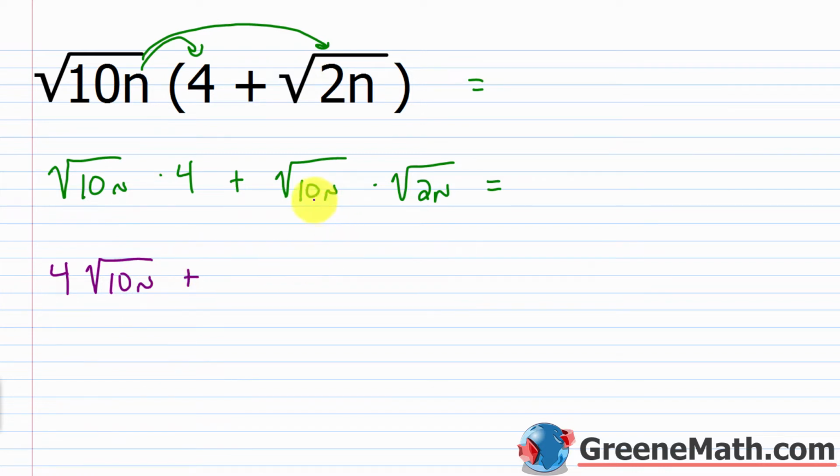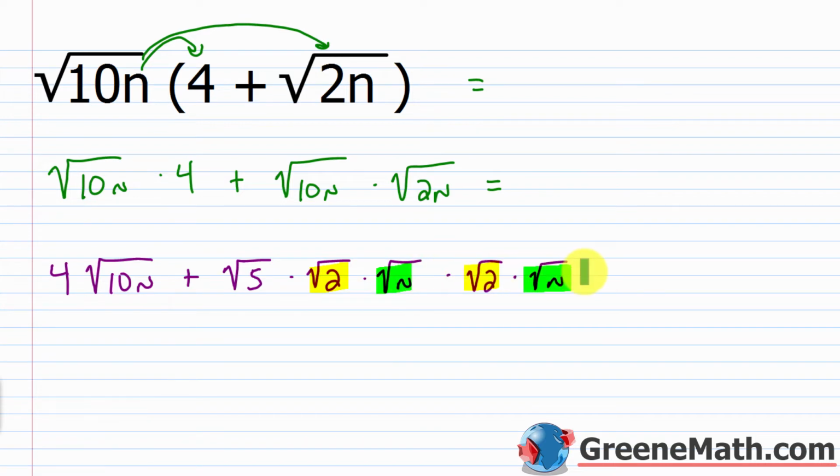Then plus. Here there's going to be something I can do. Let's completely break this down. Let's say I have the square root of 10 is 5 times 2. So square root of 5 times square root of 2 times square root of, I have that n there. Then times square root of 2n, I'm going to write square root of 2 times square root of n. Now, what I have here is square root of 2 times square root of 2, and I also have square root of n and square root of n.